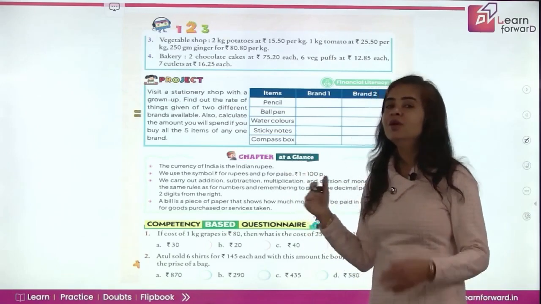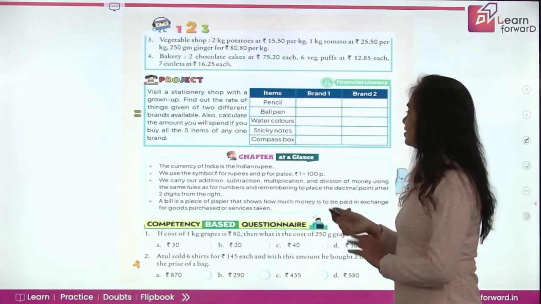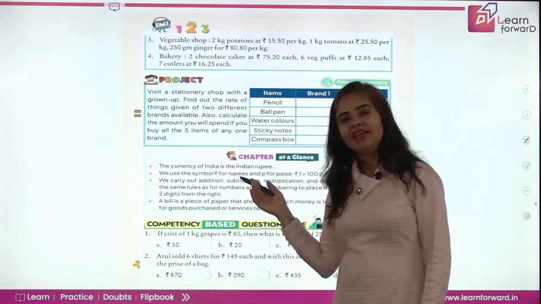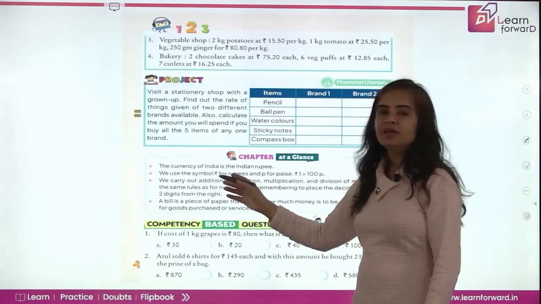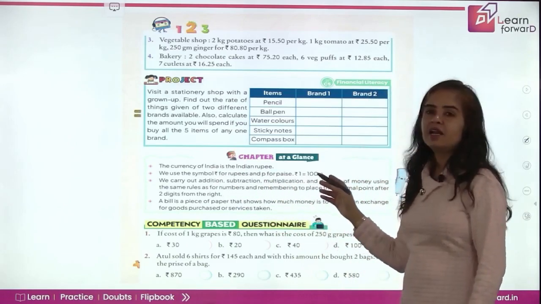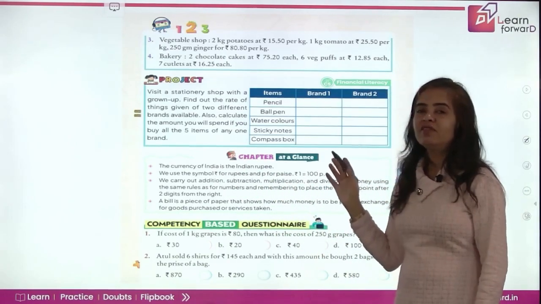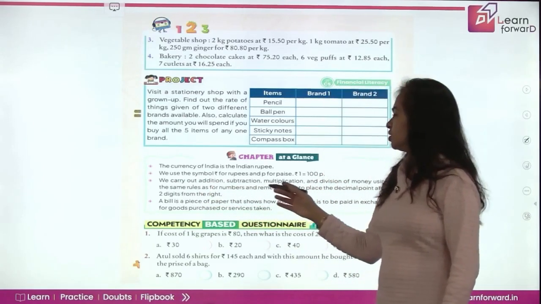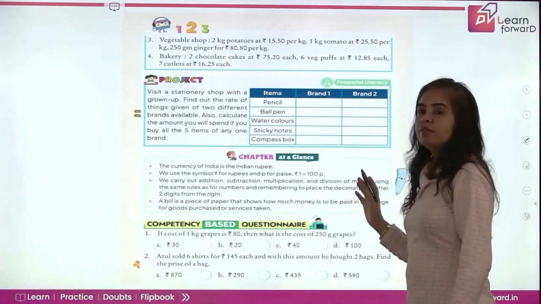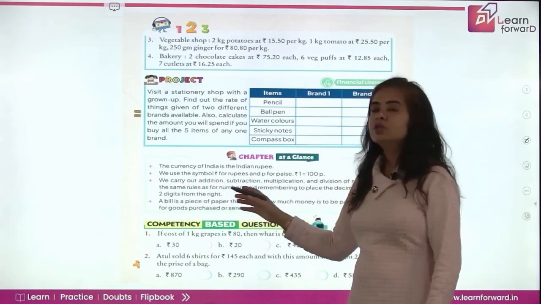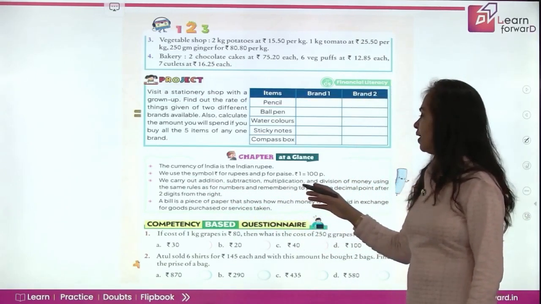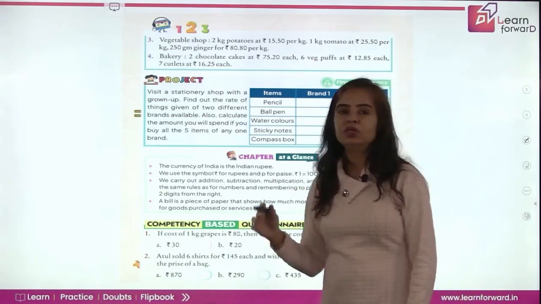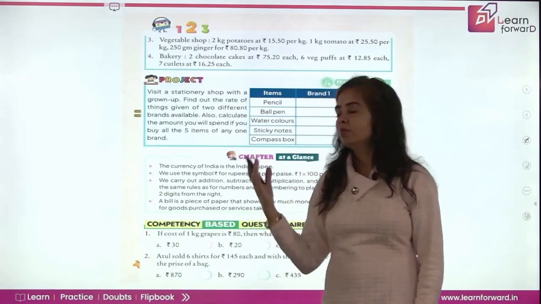It's time to recall what we have learned in this session, chapter at a glance. So the currency of India is Indian rupee. We use the symbol this for rupees and P for paisa, and we have learned 1 rupee is equal to 100 paisa. We carry out addition, subtraction, multiplication of money using the same rules as for numbers I have told you, and remembering to place just the decimal point after 2 digits from the right, from the end.